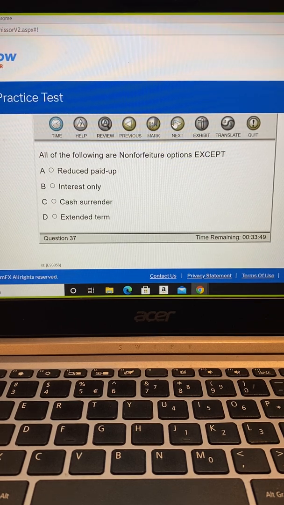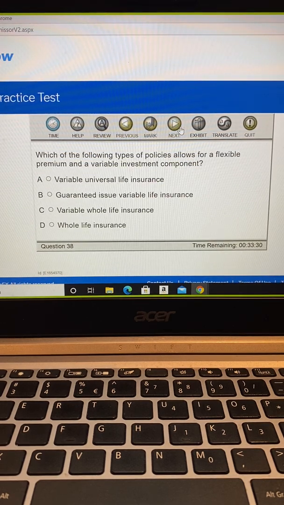All of the following are non-forfeiture options except dues paid, interest only. Next.